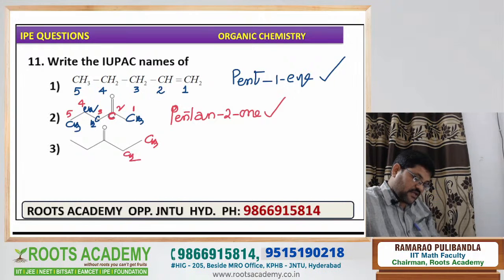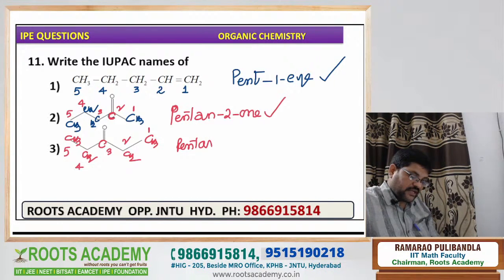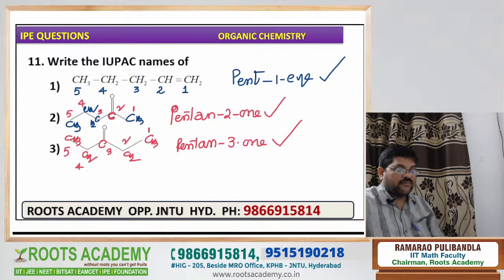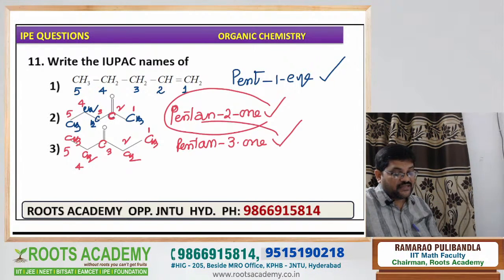Again, write this example. CH3, CH2, CO, CH2, CH3. Now take the example. 1, 2, 3, 4, 5. Totally 5 carbons are there. So what do you write? Pentane-3-one you write. Simple logic. And this is also another beautiful bit: pentane-2-one and pentane-3-one.